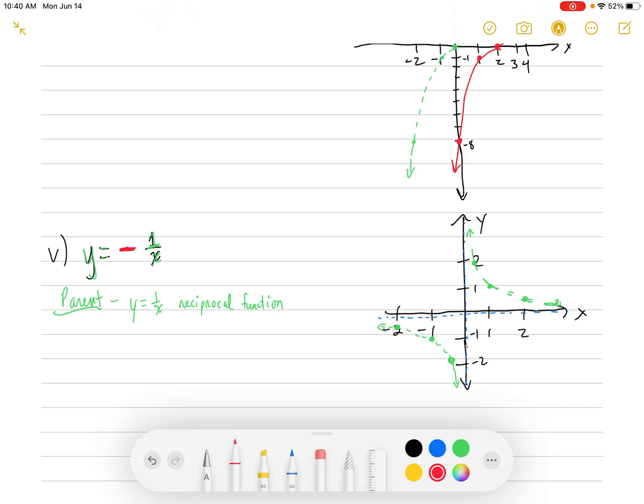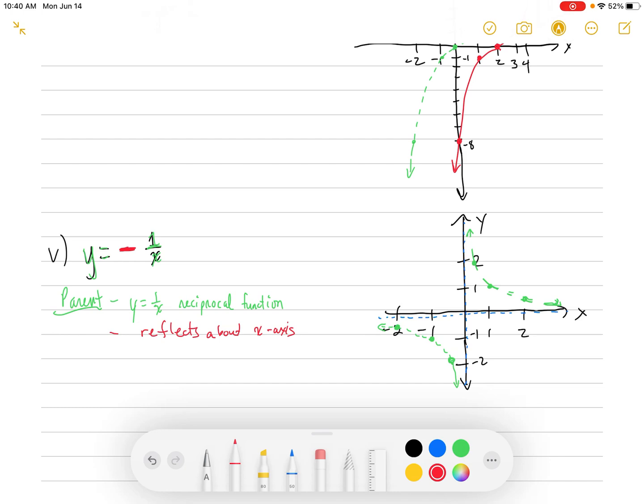Now what I'm going to do, I'm going to take this minus out in front, this red minus sign out in front. And what that's going to do, that minus is out in front of the house. So that is going to flip about the x-axis. It's going to flip it upside down. So it reflects about the x-axis.